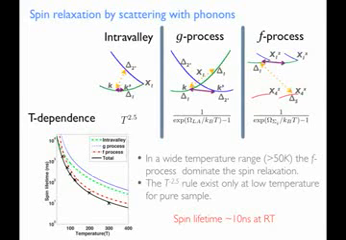We summarize all the 3 processes by plotting the spin lifetime resulting from each of them independently. It turns out that in this figure, the f process, shown by the red curve, gives the shortest spin lifetime, which is the major effect above 50 Kelvin, where the sigma phonons begin to play a role.